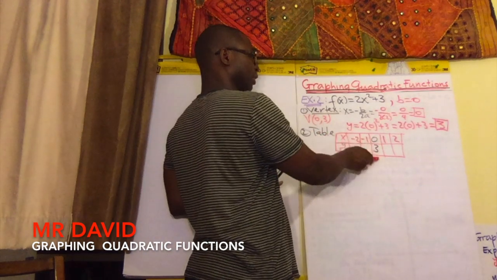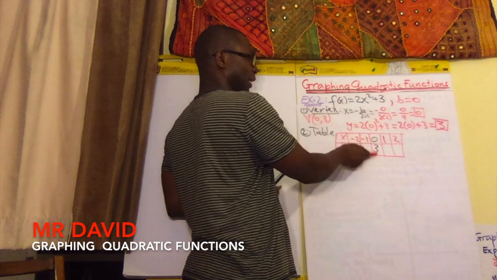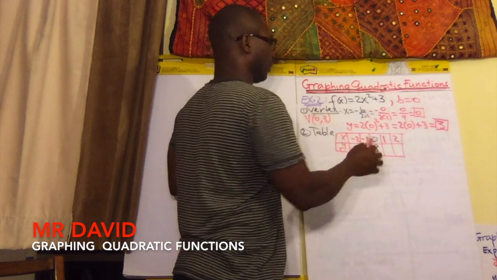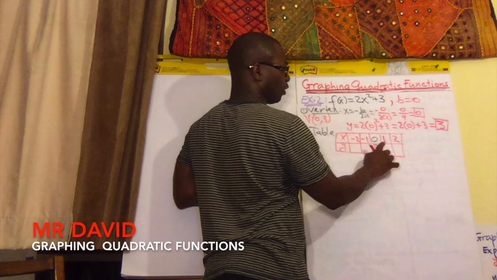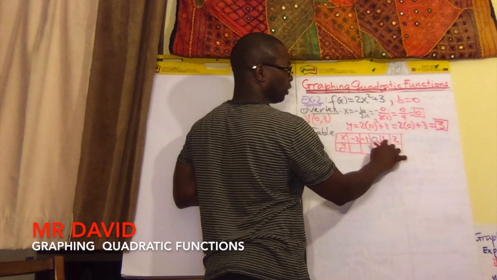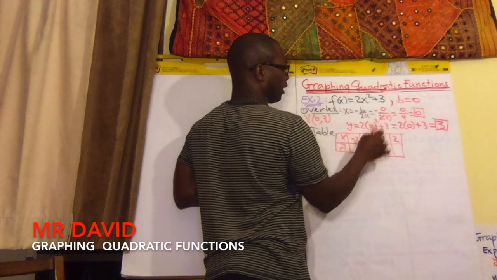Our vertex is in the middle. Okay, I'll write that in black. We pick 2 numbers right after the vertex and right before the vertex. I'm going to use this side this time. Use the positive numbers and plug it in. Let's plug in 1.